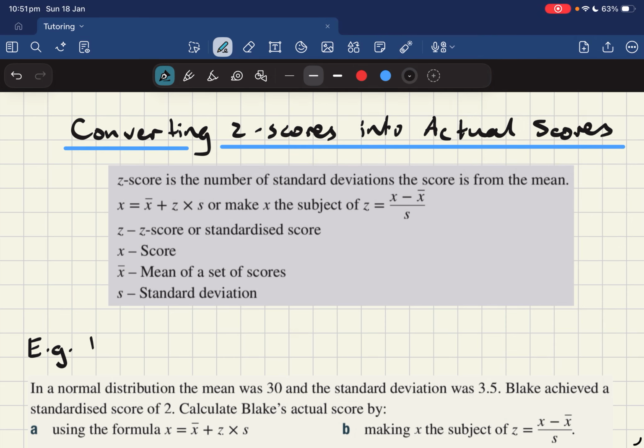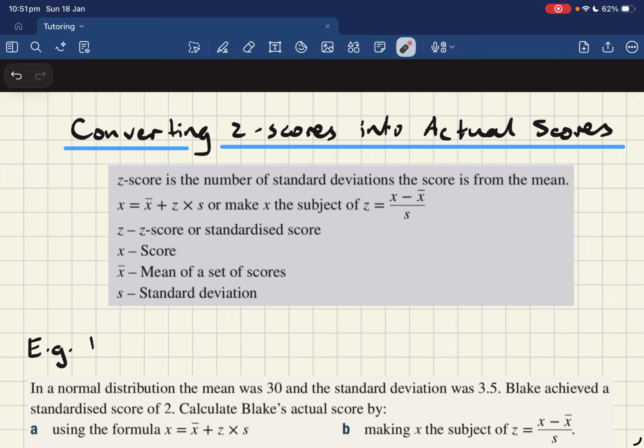So in this video, we are looking at converting z-scores into actual scores. And how these questions are going to look is that they're going to require us to work backwards. So this involves us trying to find a score given a z-score, a mean, and a standard deviation.